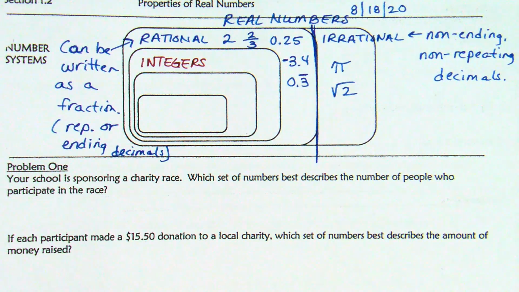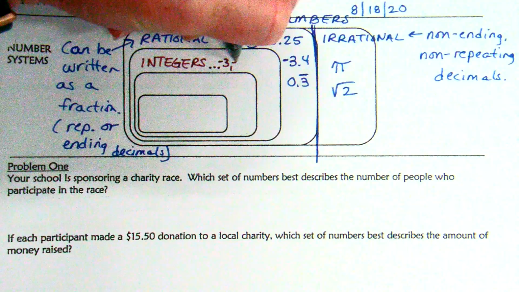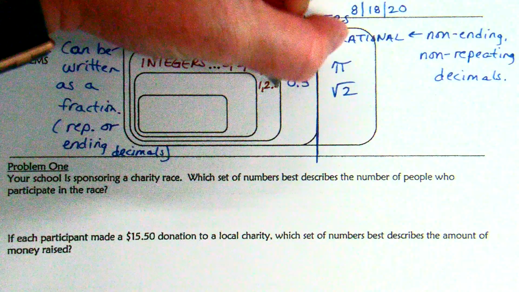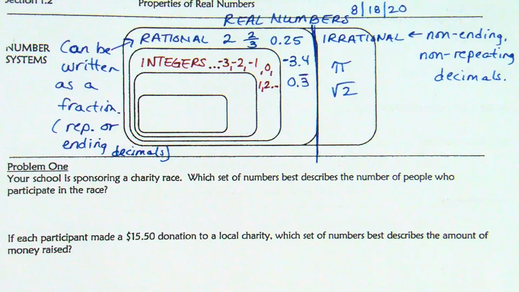Now, you can either write positive and negative whole numbers, or what I tend to do here is just write some examples. So -3, -2, -1, 0, 1, 2, so on and so forth. Those are your integers there. Okay, your positive and negative whole numbers. And all integers fall into the rational category. All rational numbers fall into the real category.